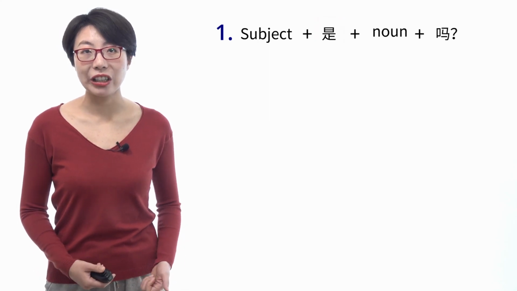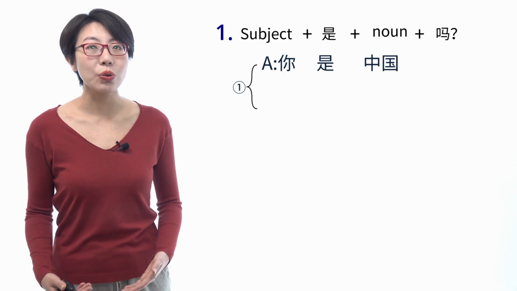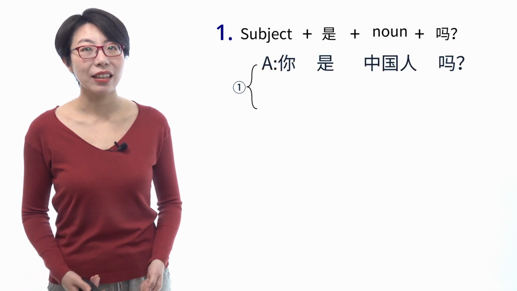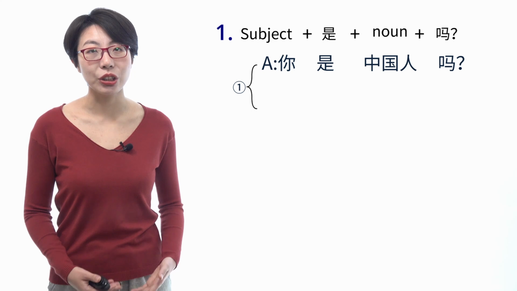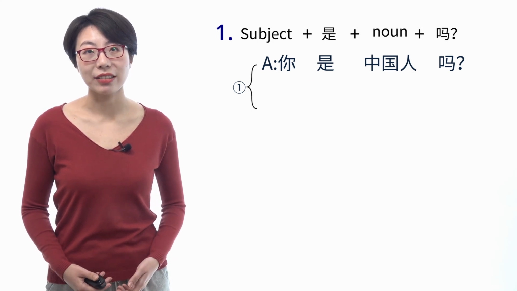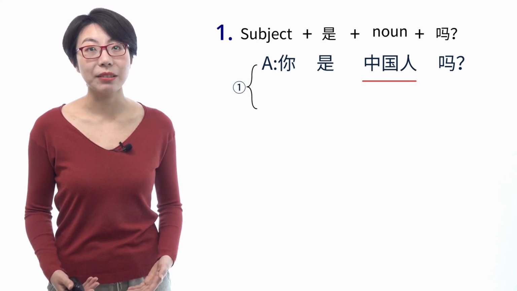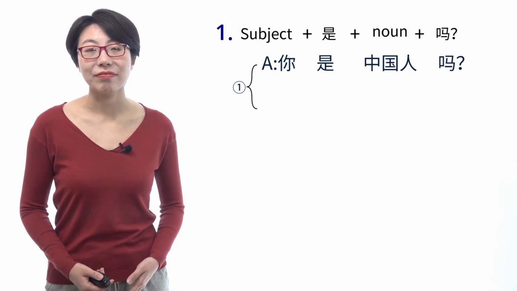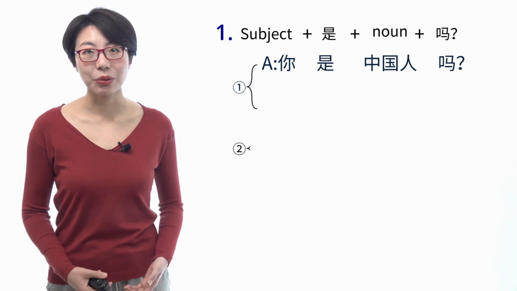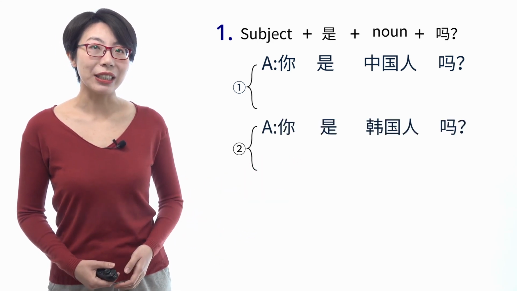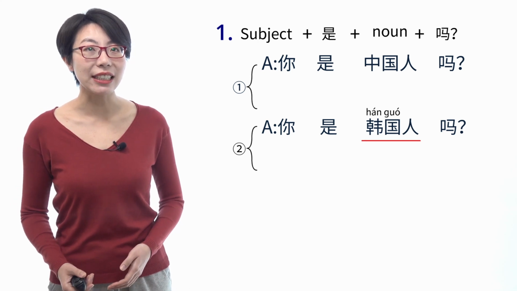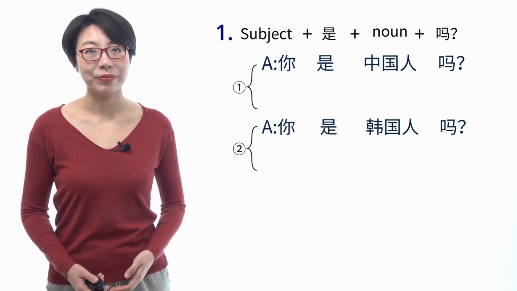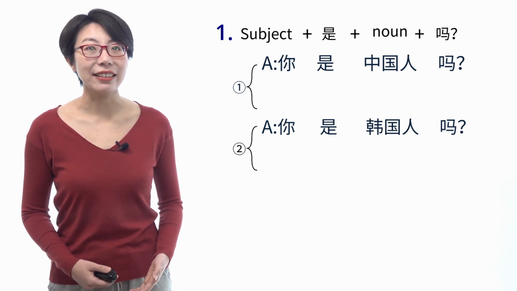So for example, you may have heard 你是中国人吗？你 is the subject, you. 是 is are. 中国人, Chinese people. 吗 is just a question mark. So, are you Chinese? 你是中国人吗? And next one, 你是韩国人吗? 韩国人, Korean. Are you Korean? 你是韩国人吗?